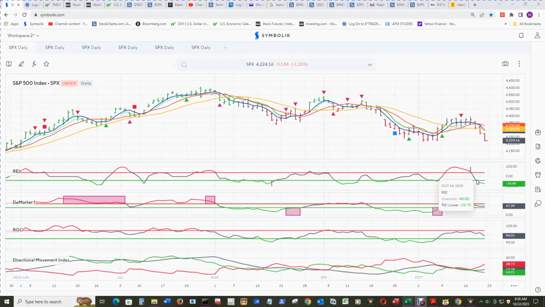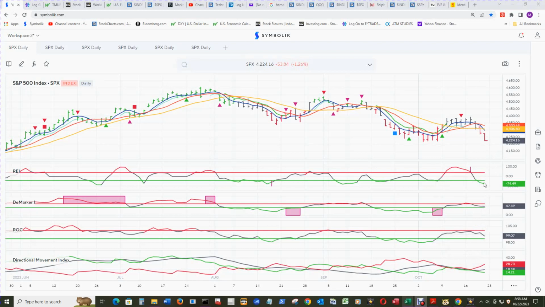REI made it down below its oversold -40 line, so the goal is to have this cross back above the oversold -40 within 5 bars, and there's already been 2. So in the next few days, get above that and have DM1 stay above the oversold along with ROC.